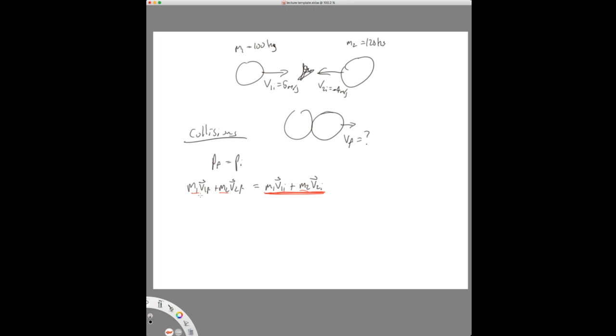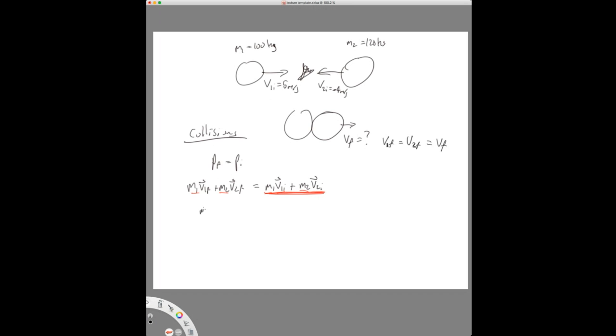So at first glance, this should look like an impossible problem because it's one equation with two unknowns. But if the football players hold on to each other, if the defensive tackle holds on to the running back, grabs on and pulls him down, then we could say V1 final equals V2 final. Or we could just call them both V final. If they're the same, we don't have to call them different things.